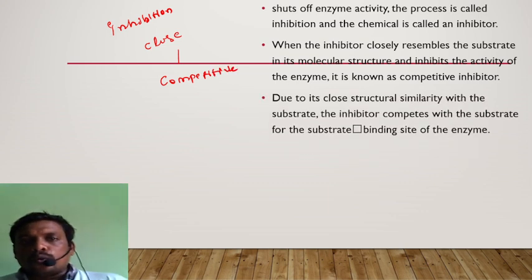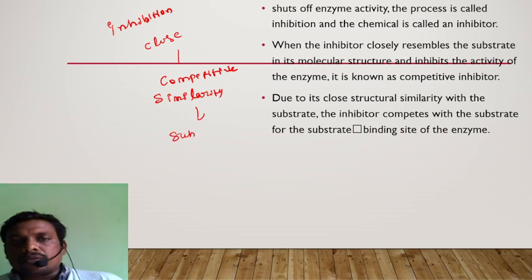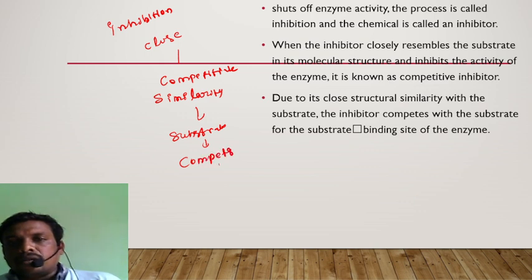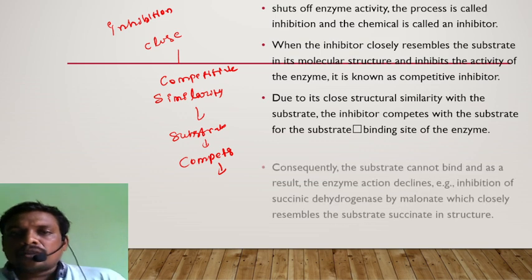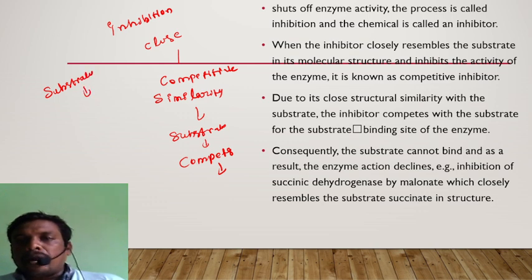Due to its close structural similarity with the substrate, the inhibitor competes with the substrate for the substrate binding site of the enzyme. Consequently, if you carefully observe, the substrate cannot bind as a result. Now the enzyme action declines.